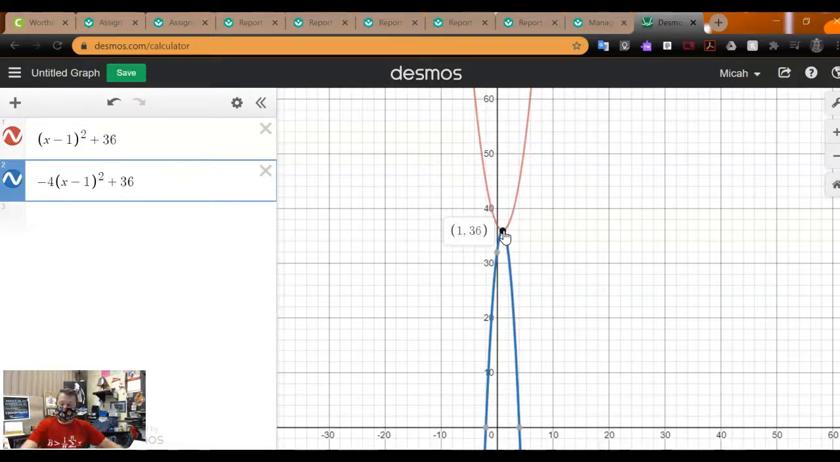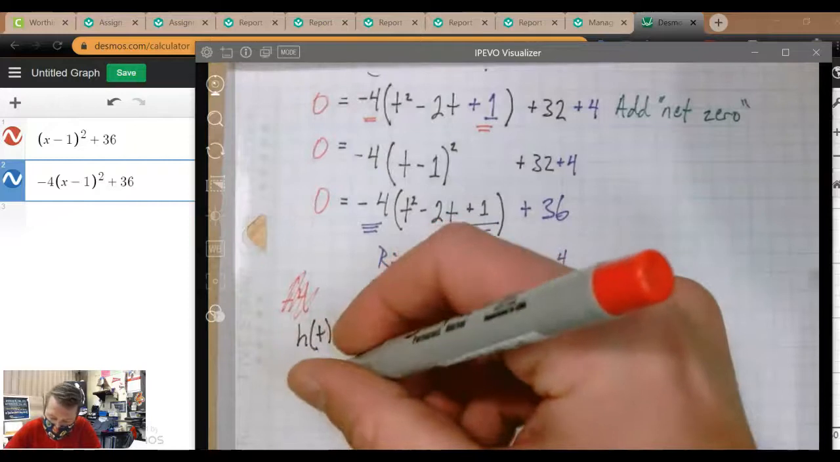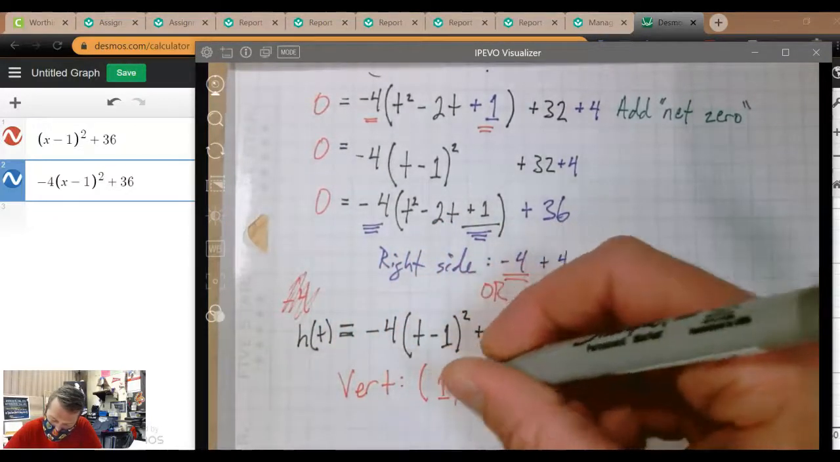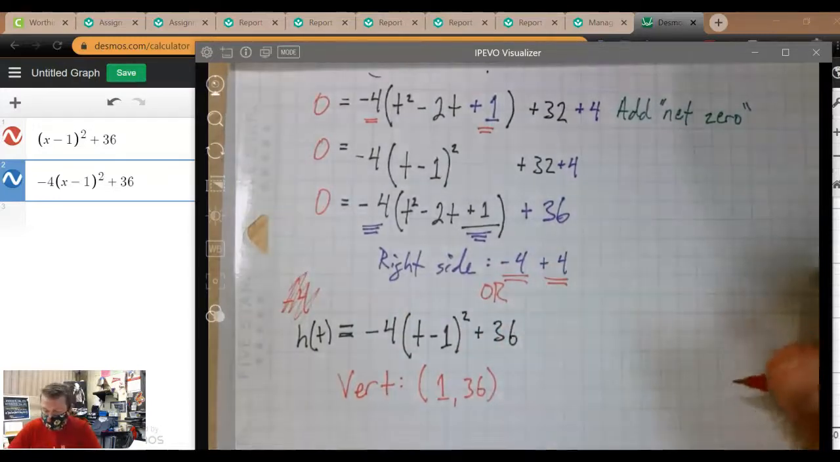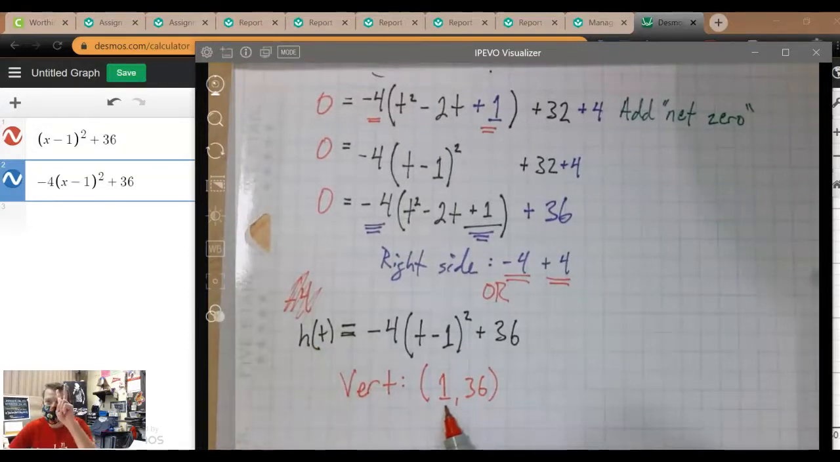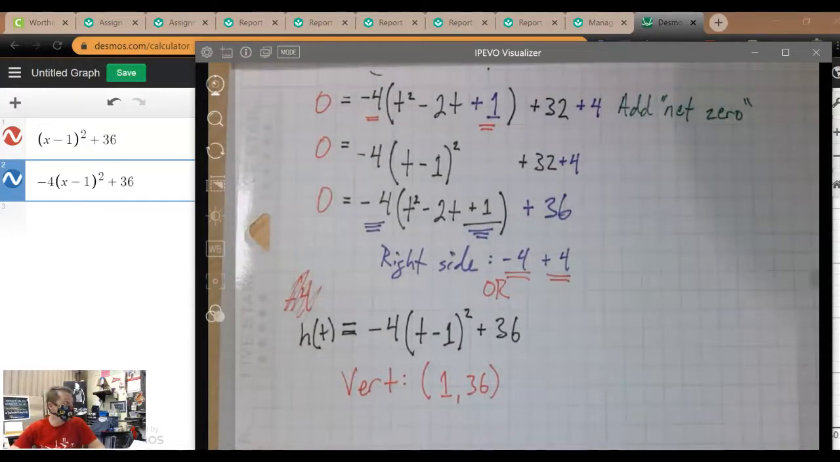So at a t of 1, we can go back to what we have written down. Our vertex, we now know, is (1, 36), which tells you at a time of 1, h of t, the output, the y, is 36, which I think they told us is feet up.